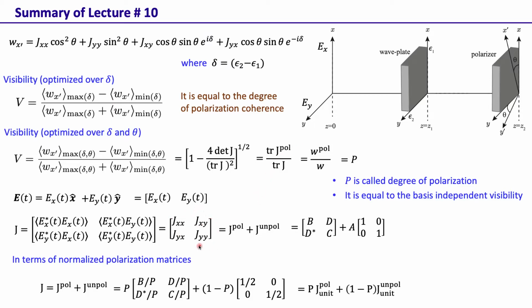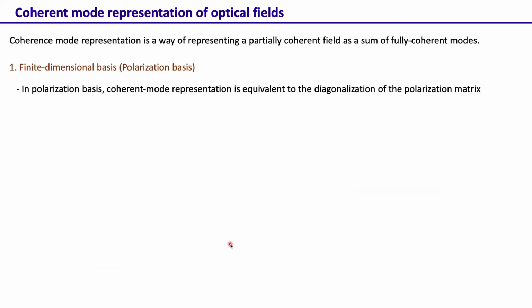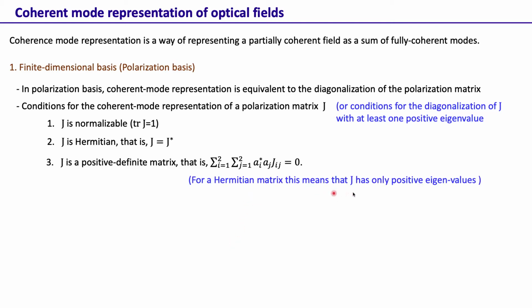Now suppose we rotate this and it goes to some other basis X prime Y prime, so that it is diagonal, but the diagonal elements will still represent the intensity in the rotated basis. And now these intensities for a physical field can never be negative. So that's why this condition is needed, that J has to be a positive definite matrix. That means its eigenvalues have to be positive. They can also be 0, but they cannot be negative. So that's why positive definite matrix.